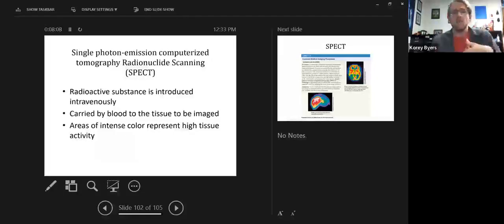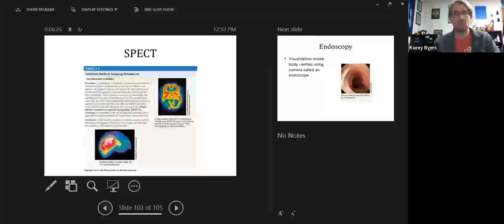And so you're still picking up activity, but with SPECT, they're usually cheaper and carried by blood to the tissue to be imaged. The radioactive substances, you pick up the organ that absorbs this radioactive substance, you're going to pick up the radioactivity from that. And again, intense color is going to represent activity. And so read through here with SPECT, radionuclide scanning, cheaper, gamma rays picked up, wherever there's brighter color, that usually shows you activity.